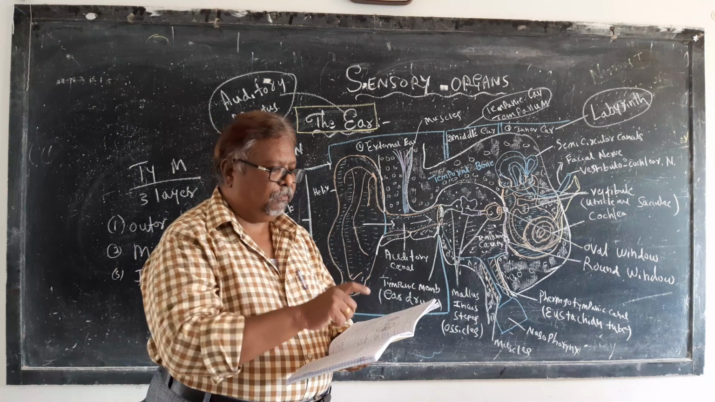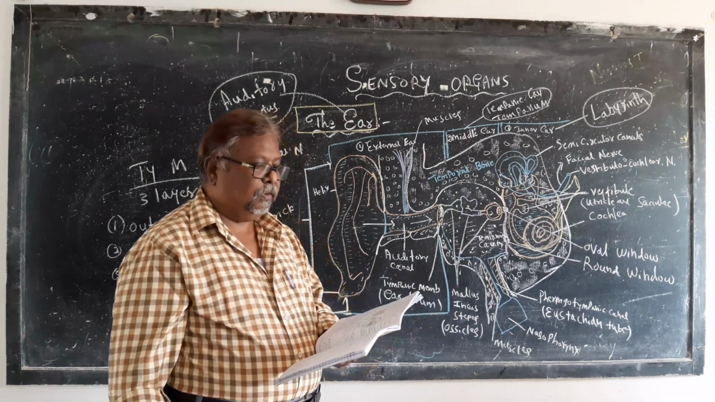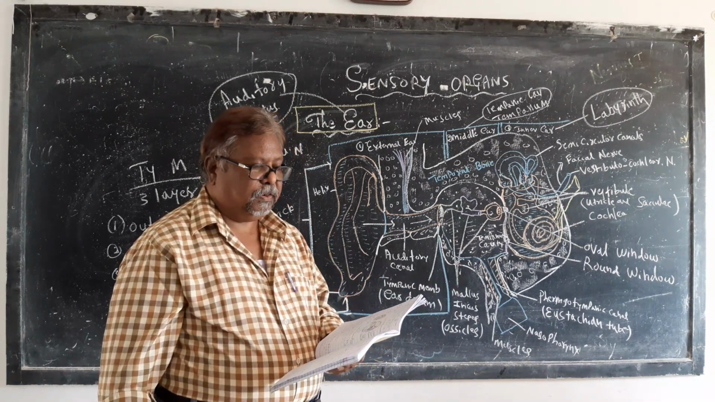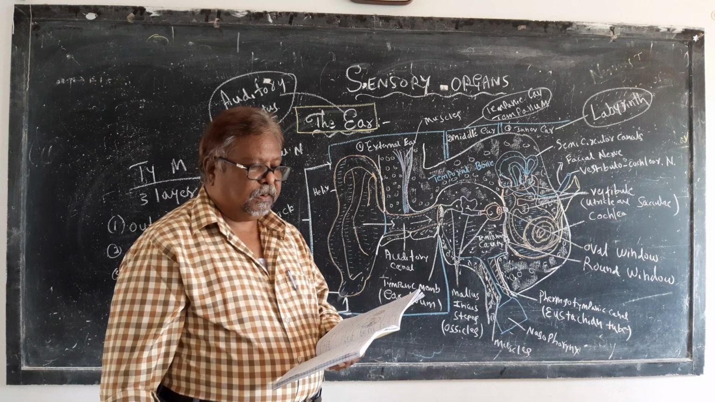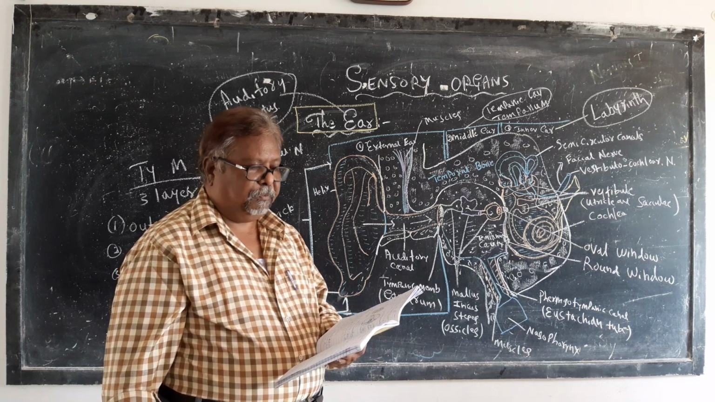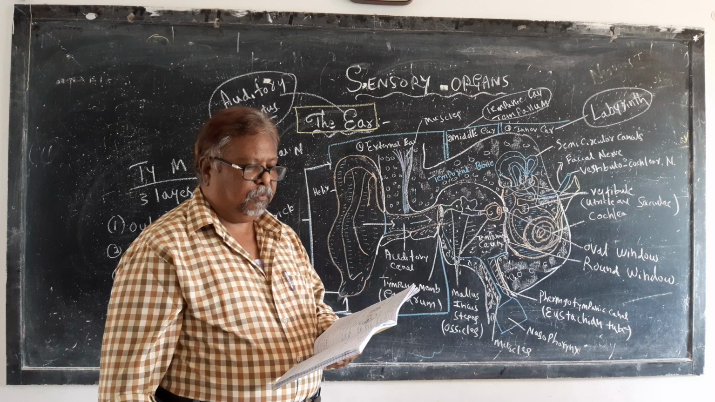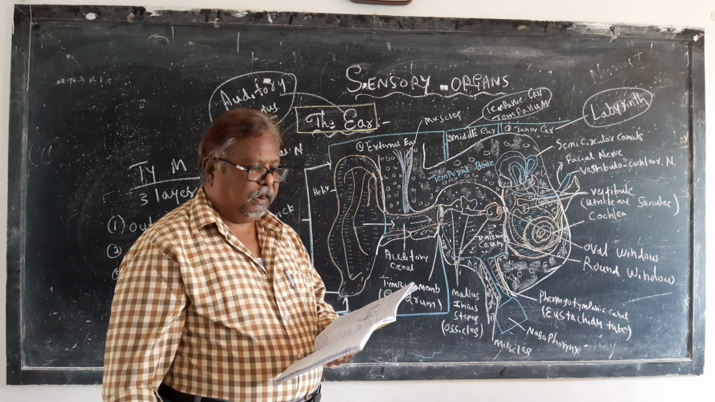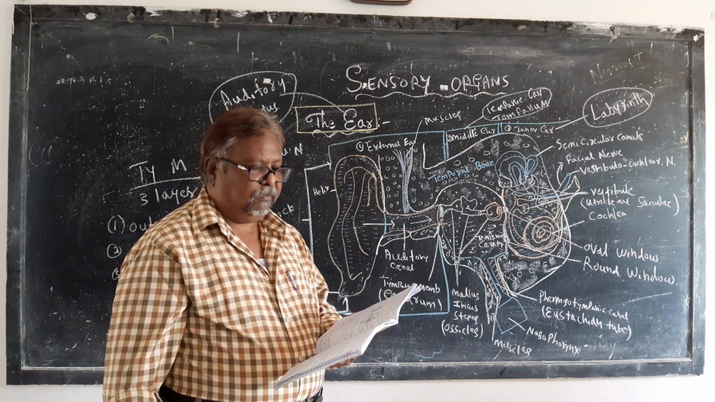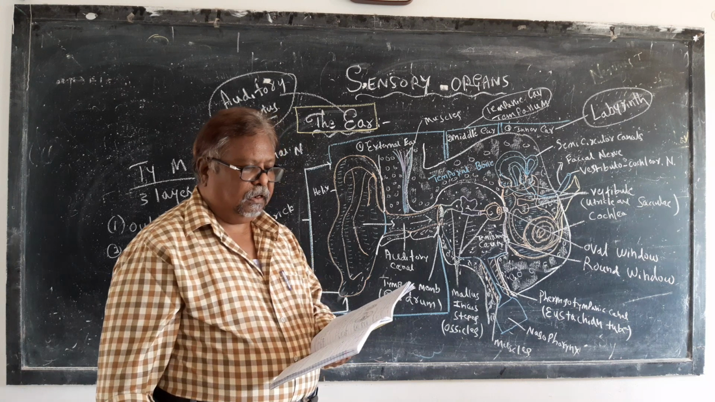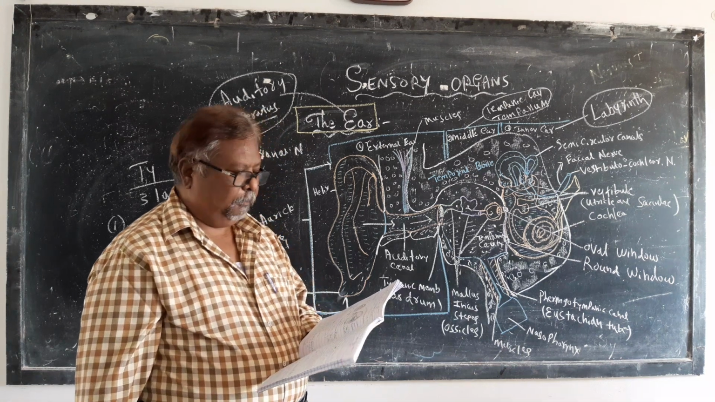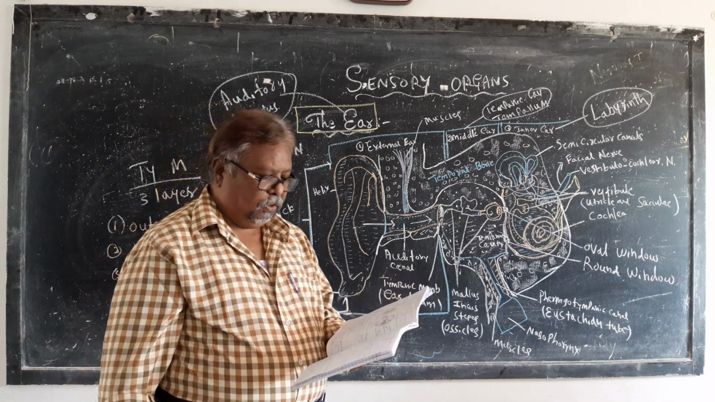There is a separate figure for this. I will show you next time. The cochlear duct, which is the extension of the membranous labyrinth, lies between both compartments, that is the scala vestibuli and the scala tympani. So this is about the cochlea.